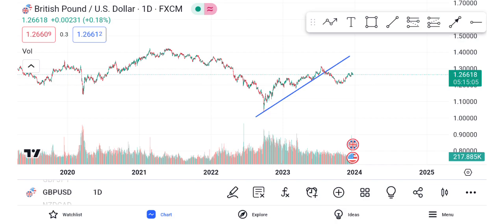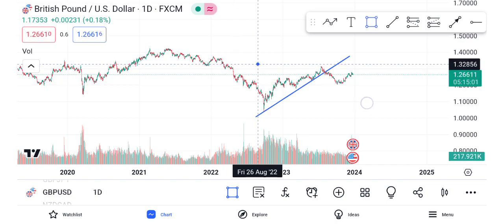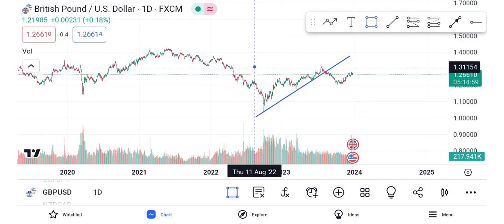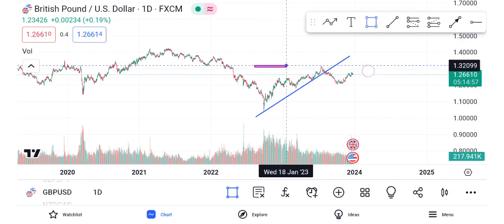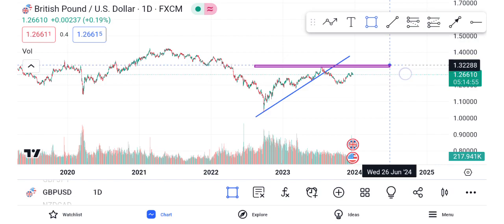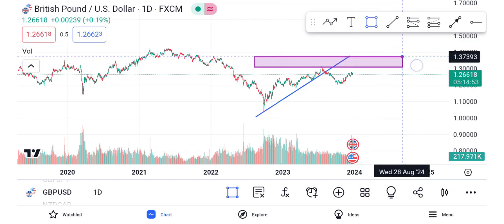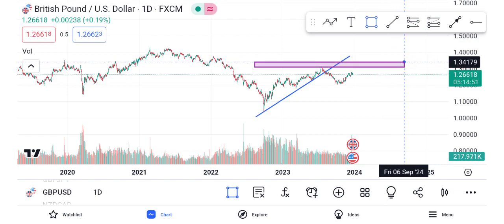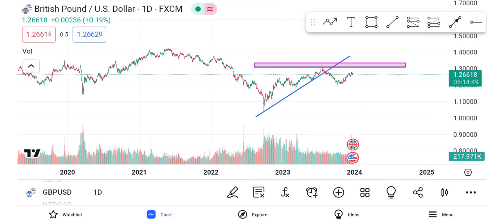So when the price breaks the trend line, after the price breaks the trend line, the highest point there is going to be our resistance level. This is our resistance level here. So what we just need now is for the price to retest back to this resistance level.